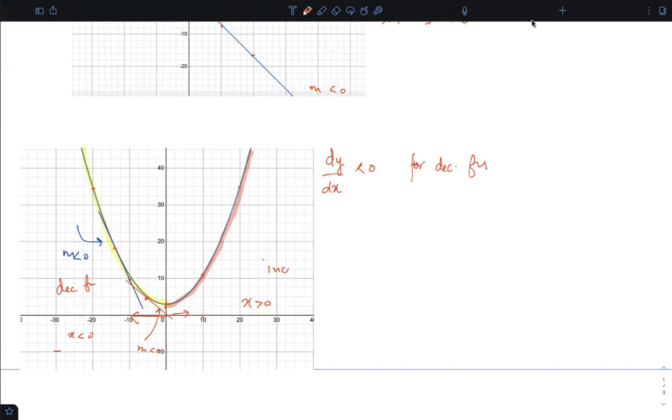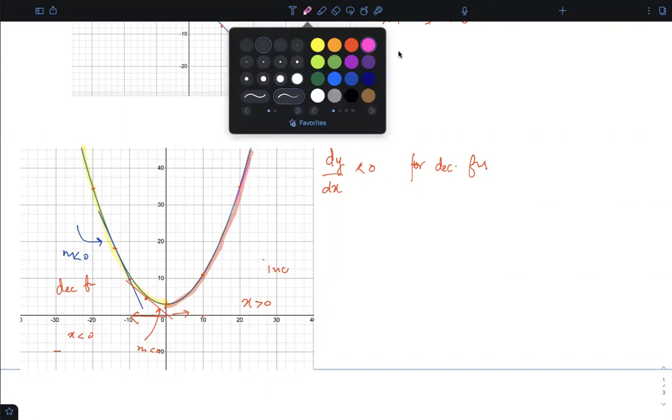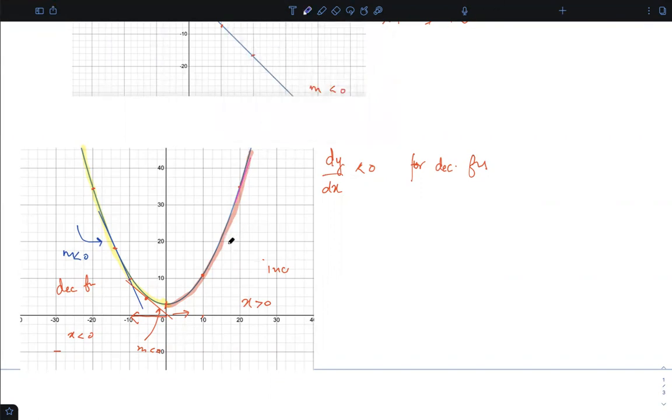However, if I take the increasing interval of this function, when x is greater than 0, this function is increasing. And if I try to plot the gradient, the tangent at any point over here, what I see is the tangent line is a line which is going up. So if a tangent is a line that is going up, that means its gradient is positive. If the gradient of the tangent is positive, that means the gradient of the curve is also positive. So let's say I take this point here.